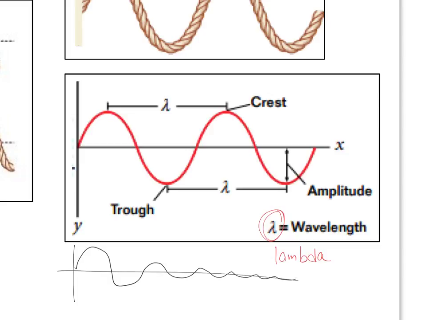And if you remember, we talked about period. Period and wavelength are very similar to each other. The wavelength is physically how many meters long the wave is. The period is physically how much time it takes for one wavelength to cycle through.